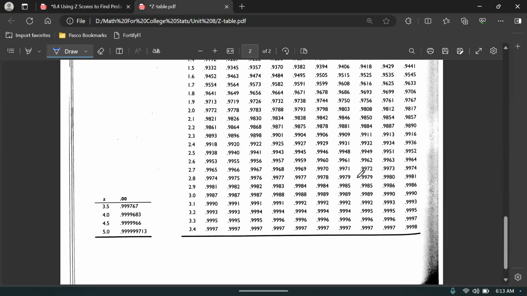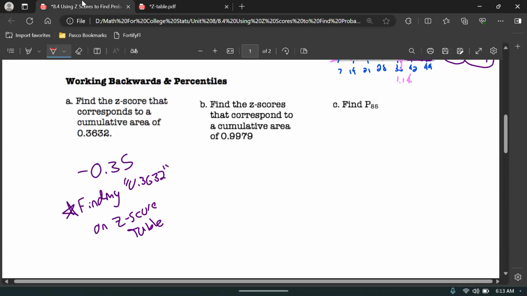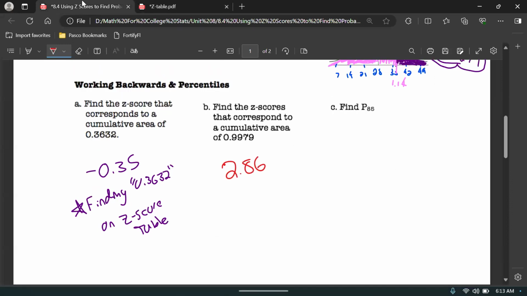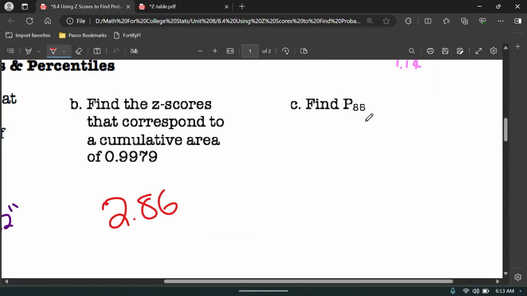Okay, we got two. So it's kind of hard to know which one to use here, so we'll just use the first one, I guess. 9979. This is 2.8, see 2.80. 1, 2, 3, 4, 5, 6. So that's 2.86 right there. 2.86. Boom. Just like that.